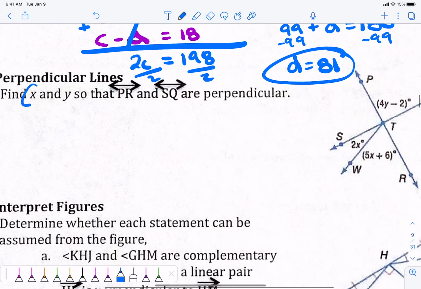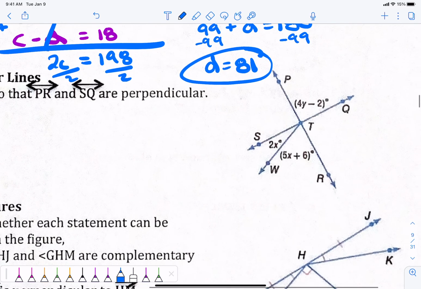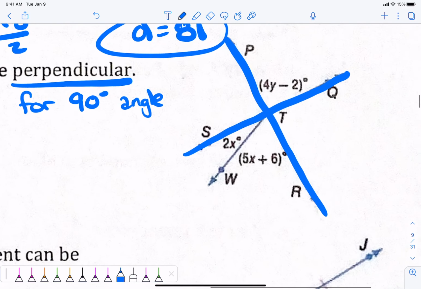They say find x and y so that PR and SQ are perpendicular. What does perpendicular mean? Right, they form a 90-degree angle. So PR is this one and SQ is this one, and they're forming a 90-degree angle. That means this is 90, this is 90, this is 90, this is 90. They're forming four 90-degree angles.